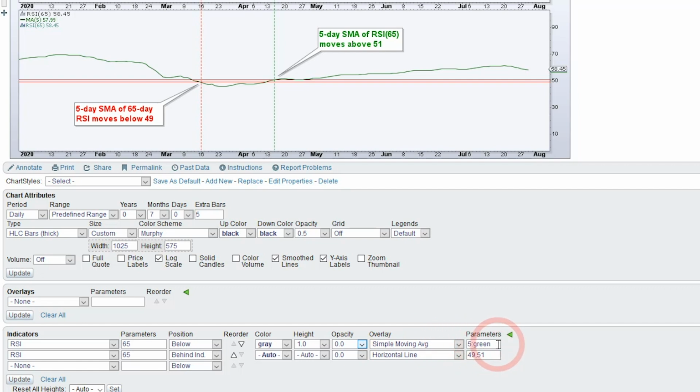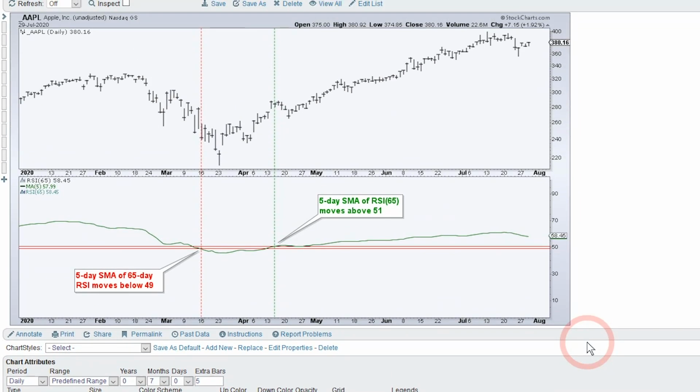And so to get the horizontal lines, I had to add RSI again and place it behind the other RSI. And then I added the horizontal lines at 49 and 51. So RSI is basically invisible. And all we're seeing is the 5-day simple moving average of RSI there.